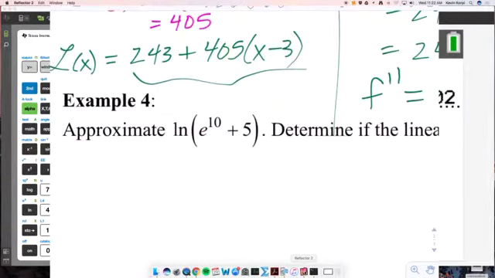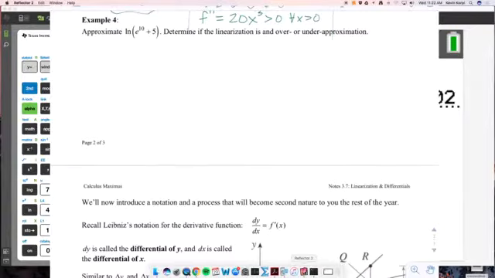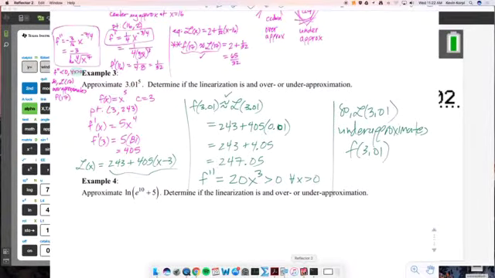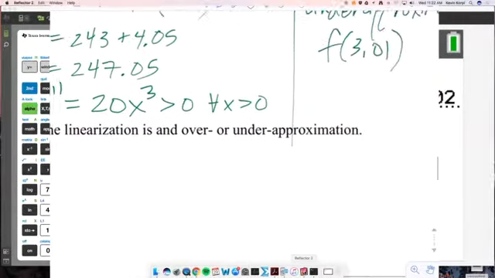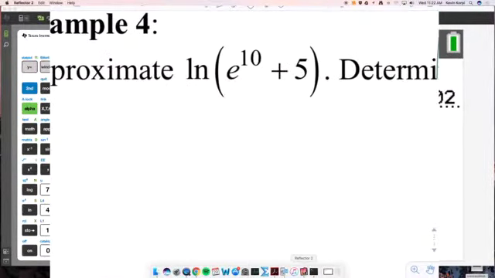Okay. All right, let's do this last one, then I'll kind of shift gears here a little bit. Approximate the natural log of e to the 10th plus 5. Determine if it's an over or an under. So we'll do this one together very, very quickly.